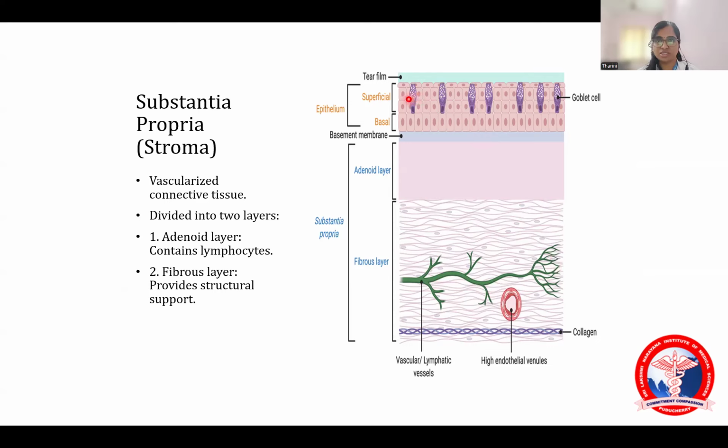And if you see carefully in this picture, there are these purple colored things, or goblet cells, which are situated in between the epithelium.